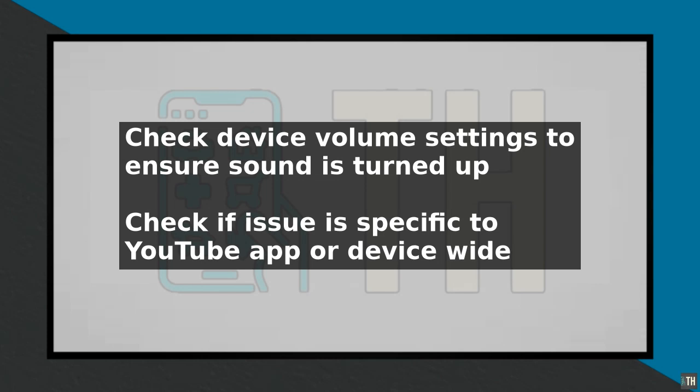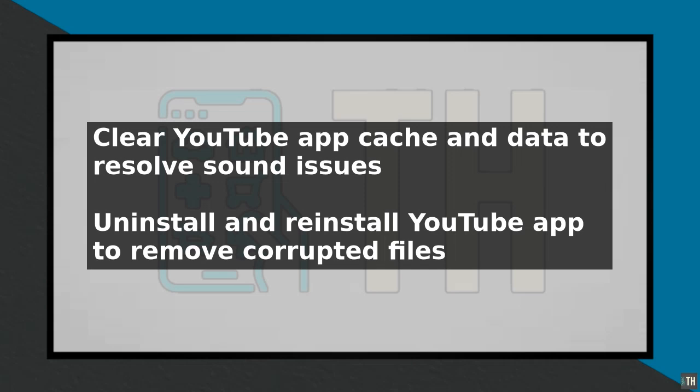Next, check if the issue is specific to the YouTube app or if it's a device-wide problem. Try playing music or videos on other apps to see if the sound is working. If the sound is working on other apps, then the issue is likely with the YouTube app. Clearing the YouTube app cache and data can often resolve sound issues.